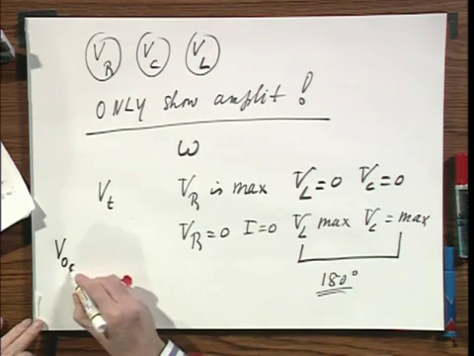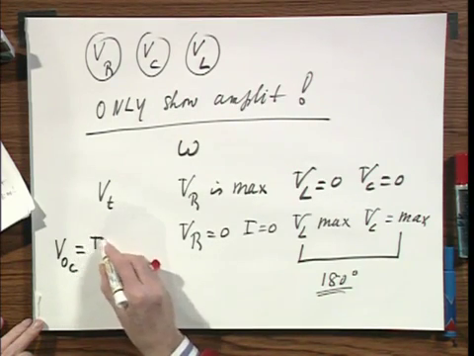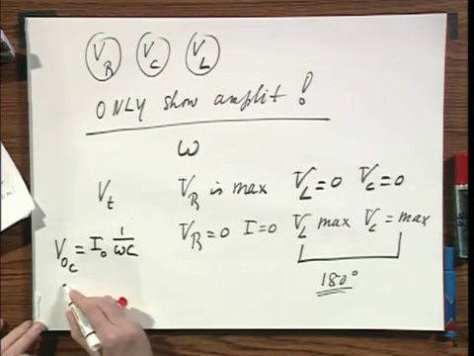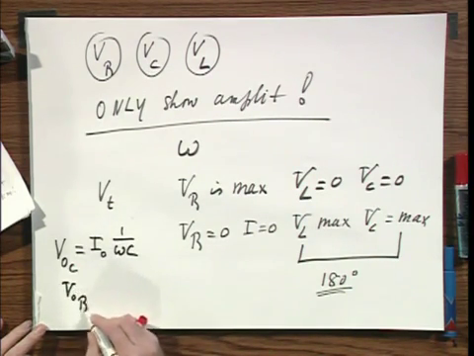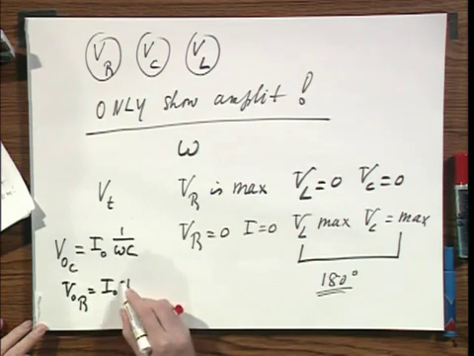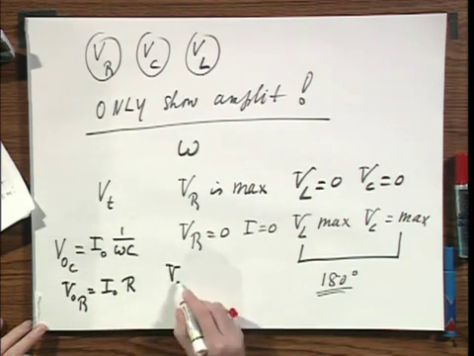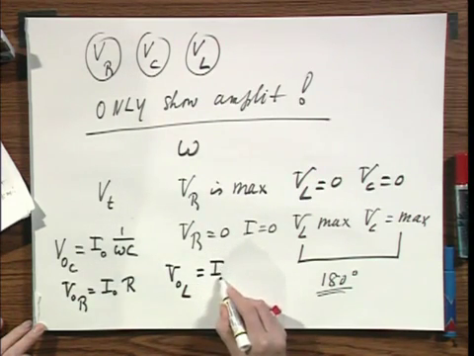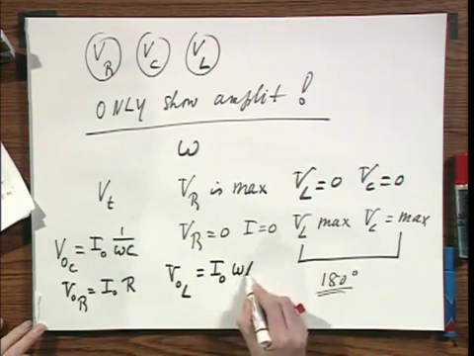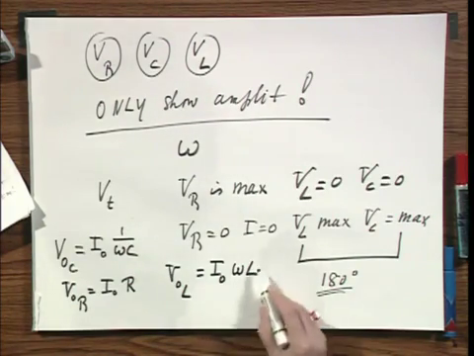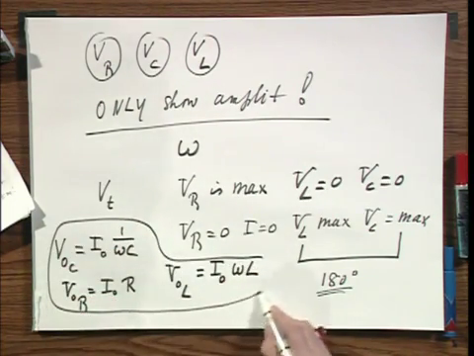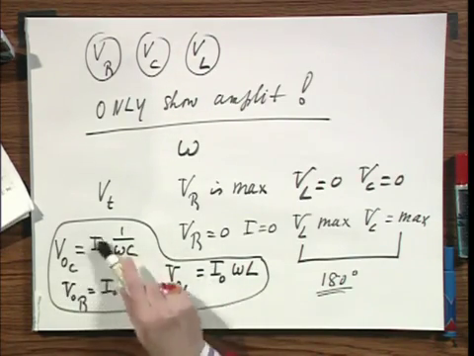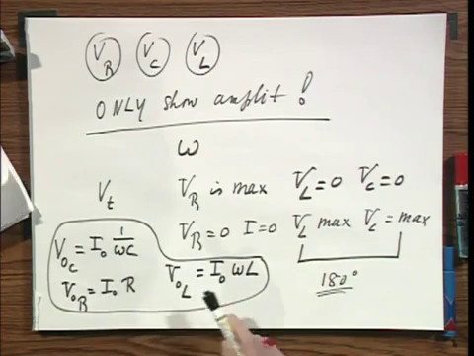So the amplitude of the voltmeter over the capacitor equals I0 times the reactance of the capacitor. The voltmeter over the resistor would read I0 times R, and the amplitude of the voltmeter over the self-inductance would read I0 times omega L. But again, I repeat myself, at the risk of boring you, these values do not occur simultaneously.